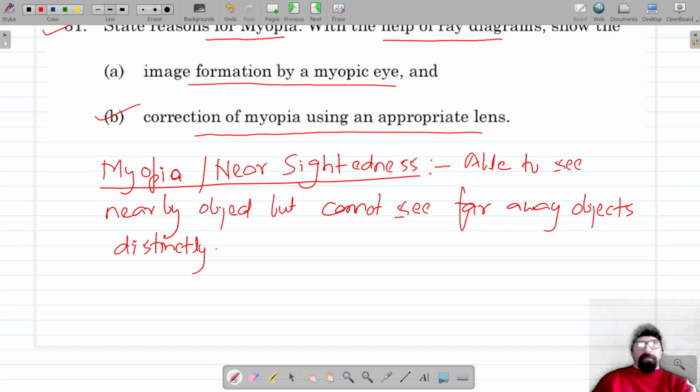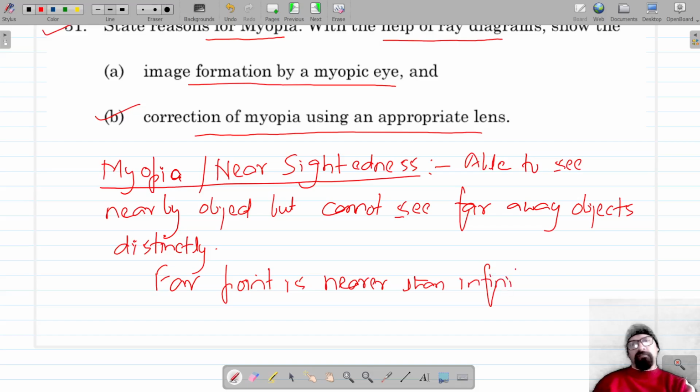And so myopia, as I told you, is also nearsightedness, and the person with myopia can see the nearby objects clearly, but cannot see distant objects distinctly. Now, a person with this defect has the far point nearer than infinity. Reason is that the far point is nearer than infinity. So far point I'm saying, you have to understand this. The far point is nearer than infinity, and then I will let you know what exactly you have to write as an answer.